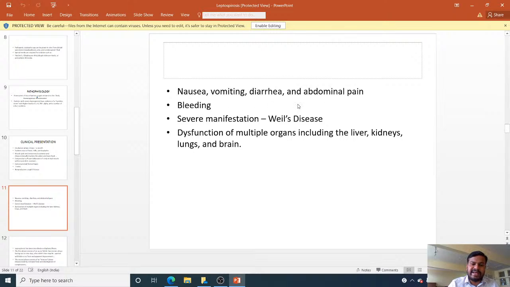Nausea, vomiting, diarrhea, and abdominal pain will be there. There can be bleeding manifestations. In severe disease, if the patient has liver and lung involvement, we call it Weil's disease. We'll be further discussing the mild and severe diseases. The dysfunction can involve multiple organs: the liver, kidneys, lungs, and brain can be affected by this spirochete. So you should remember all these.